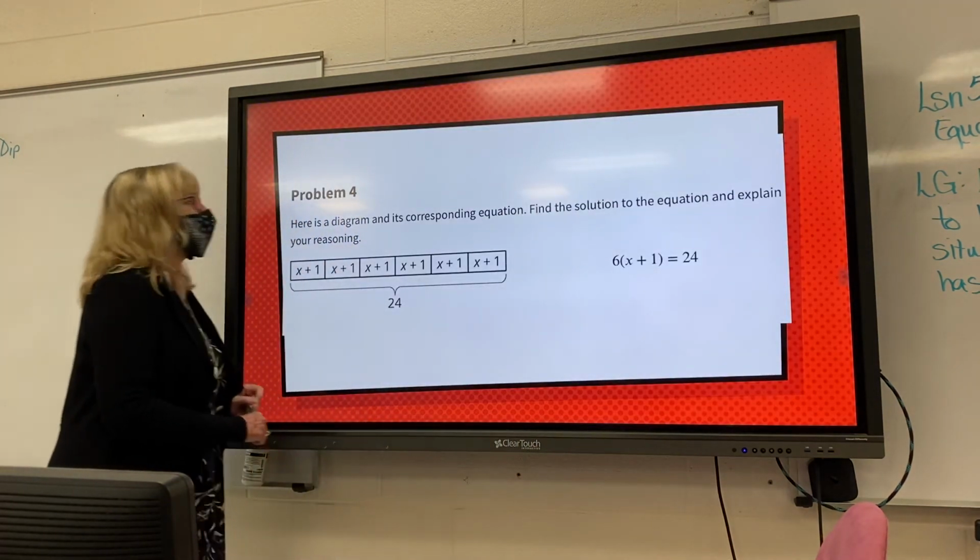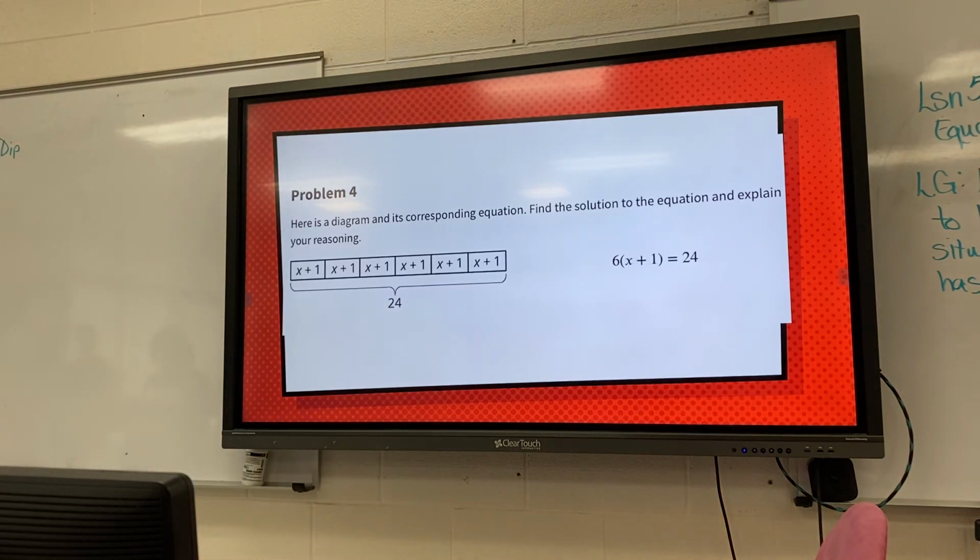All right. Here is a diagram and its corresponding equation. Find the solution to the equation and explain your reasoning. Well, you just told me you could do everything that was in our goals. Do it. Put in the chat what x equals. We've been either dividing first or taking all the constants and subtracting them first.